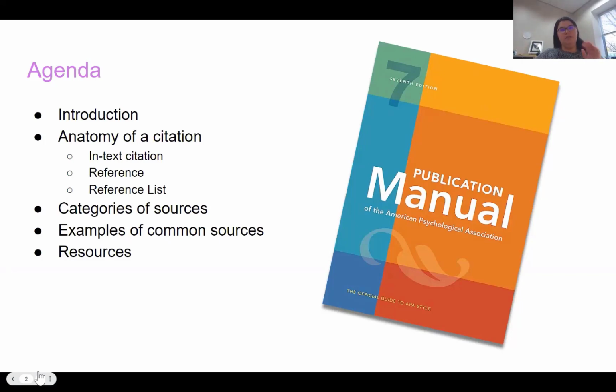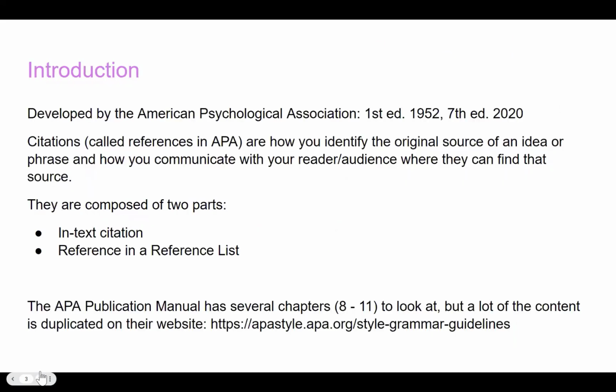I'm also just going to be focusing on citations. I'm not going to be focusing on format of the paper or unbiased language or anything like that. This is pretty much strictly about the citations, but we are going to cover in-text citations, the elements of the references, as well as what the reference list should look like. We're going to talk about some of the different categories of sources, look at some examples of common source types, and then I'll leave you with some resources as well. There is also an interactive portion of this, so watch out for that a little bit later on.